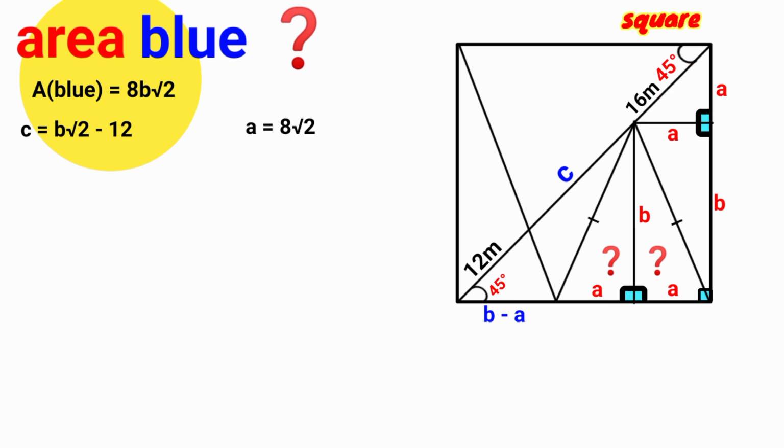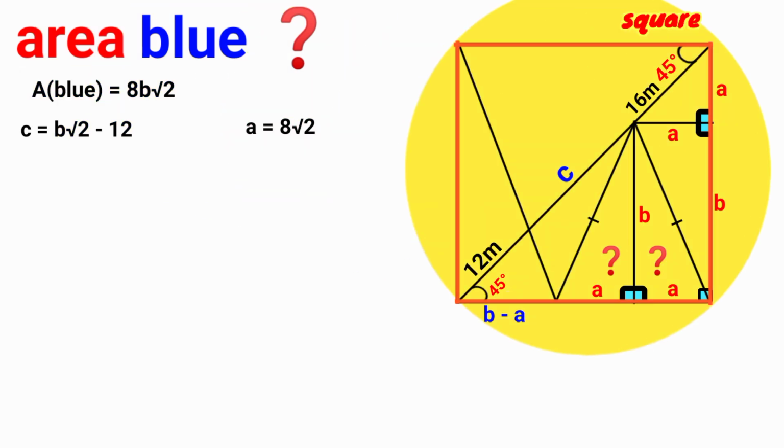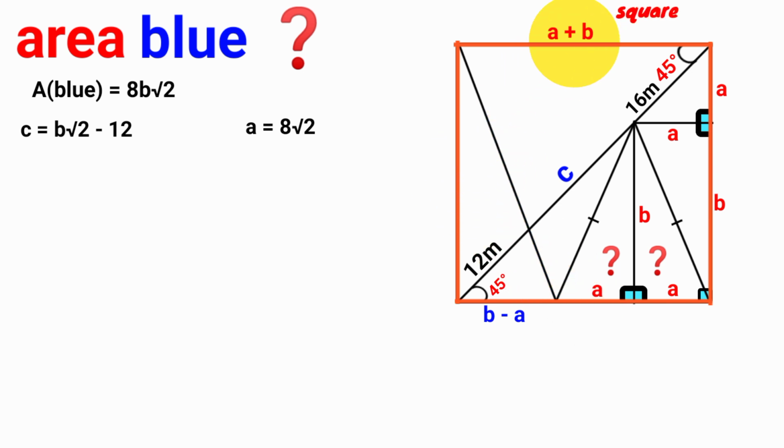Now if you recall, this quadrilateral is a square-shaped quadrilateral. We know all the sides of a square are equal in length. That is, this side, this, and this are equal. So since this side has its length to be the sum of this A and this B, this side, this, and this must also be A plus B.